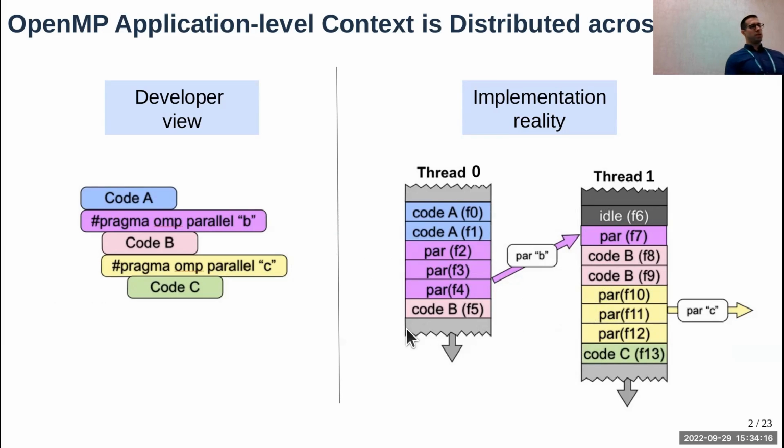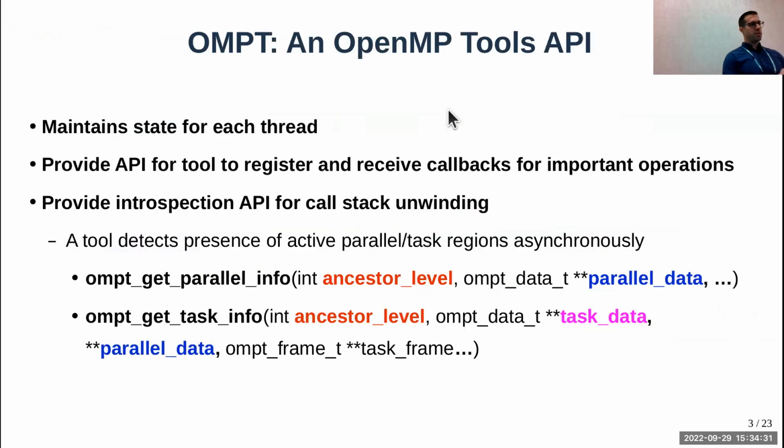As you may notice, the OpenMP application level context is distributed across multiple threads, and there is a huge semantic gap between a source level view and the code that runs on the machine itself, the implementation reality. So to bridge this gap, in 2018 an OpenMP tools API was developed and introduced in the standard.